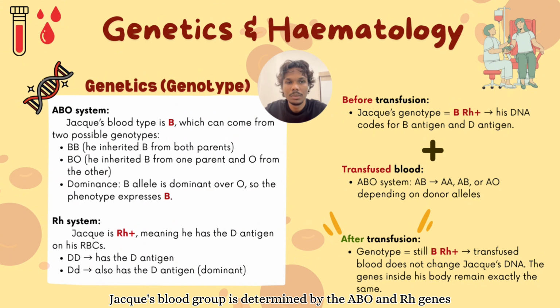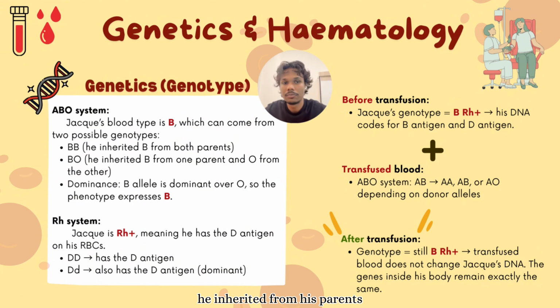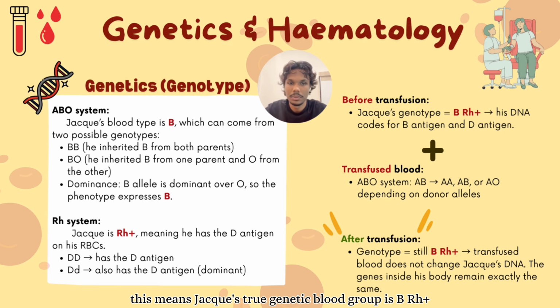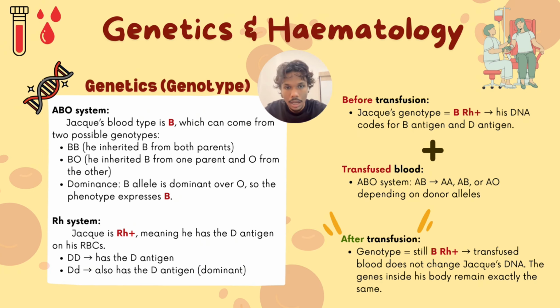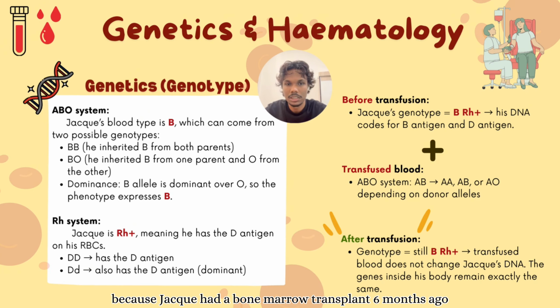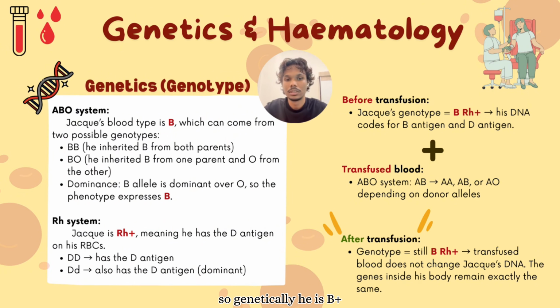Genetically, Jack's blood group is determined by the ABO and Rh genes he inherited from his parents. For a B blood type, the possible genotypes are either BB, or BO, and for Rh positive, the genotype can be DD or Dd. This means Jack's true genetic blood group is B Rh+, and importantly, this genotype does not change even if he receives a transfusion. However, because Jack had a bone marrow transplant 6 months ago, his blood group card may have been based on donor-derived cells. So genetically he is B+, but his older card stated AB+, which contributed to the confusion.